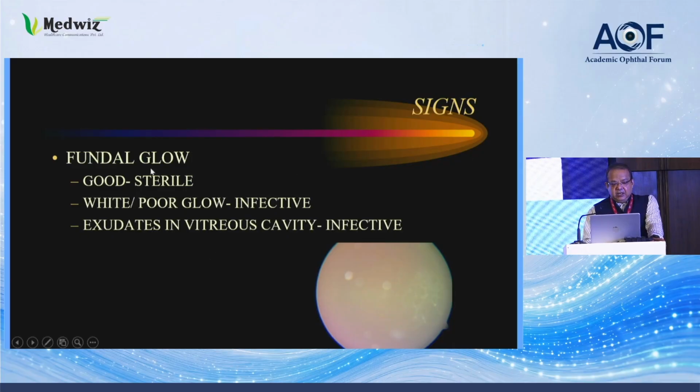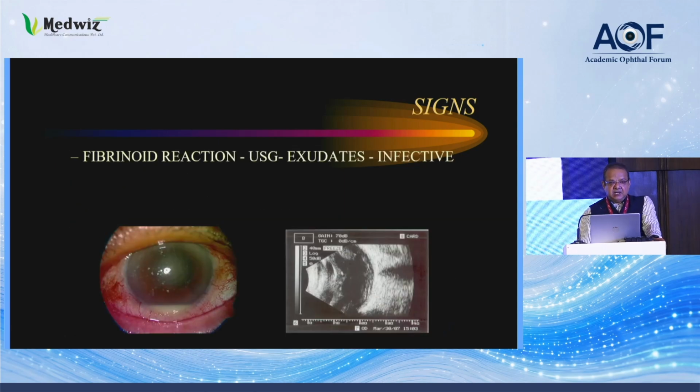Because the glow in sterile endophthalmitis is good, while in infection, you will find exudates in the vitreous cavity. And if you find exudates in the vitreous cavity, then it's diagnostic for infection and you have to give intravitreal antibiotic.